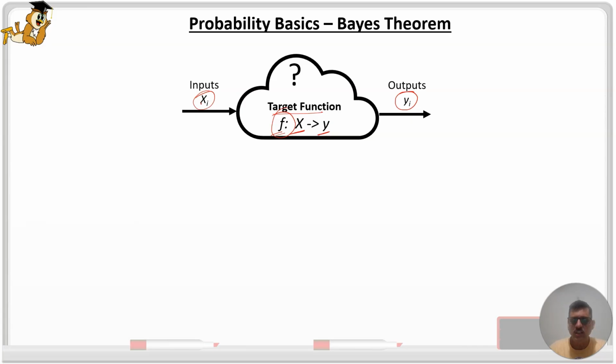Now x is drawn in capital because x could be a vector. It could be a multi-dimensional vector representing multiple readings that you take and you supply as an input to your target function. So the target function, to recap, maps every input xi to an output yi. And the entire question that we have been dealing with is to find this target function f based on the training data at our disposal. That has been the exercise all along.